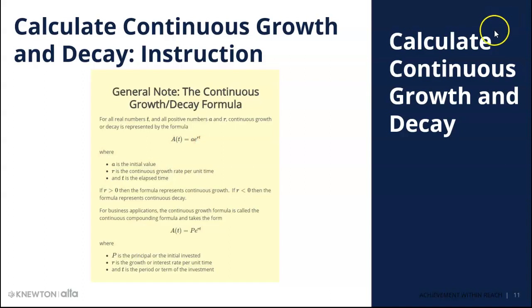Now for business application, the continuous growth formula is called the continuous compounding formula. So the continuous compounding formula is given by this. P here is the principal or the initial amount invested, and the rate R is the rate of growth or the interest rate per unit time. And T is the period or term of investment.